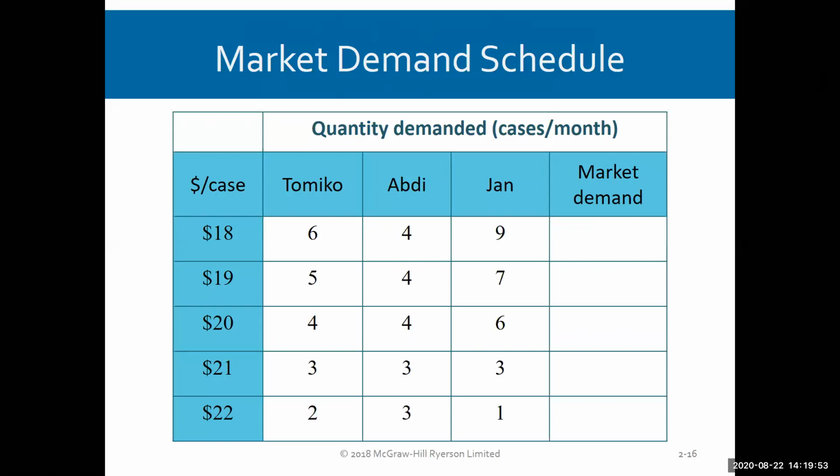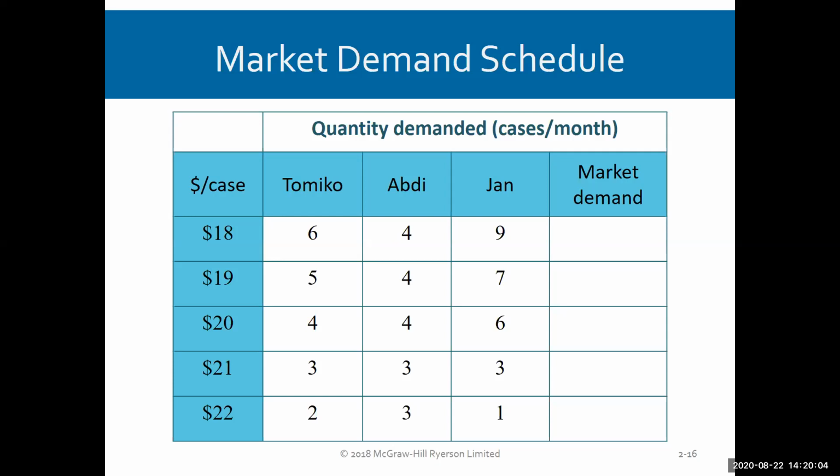Okay, so we finish this section up by looking at something called market demand. Because if I'm a business out there, I don't really care what one person is going to buy. I care what the whole market is going to buy. So market demand is kind of the simplest thing. You just add up all the individual demands. So at a price of 18, Tamika will buy 6 cases of beer. At a price of 18, Abdi will buy 4 cases. And at a price of 18, Jan will buy 9.